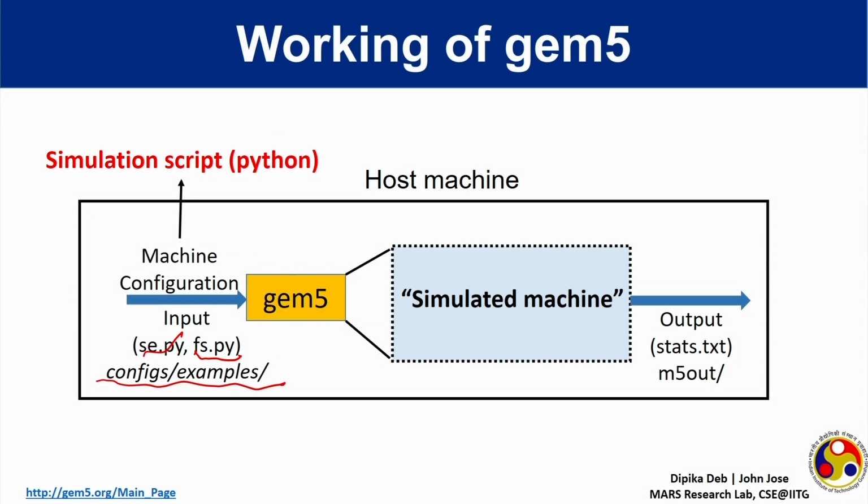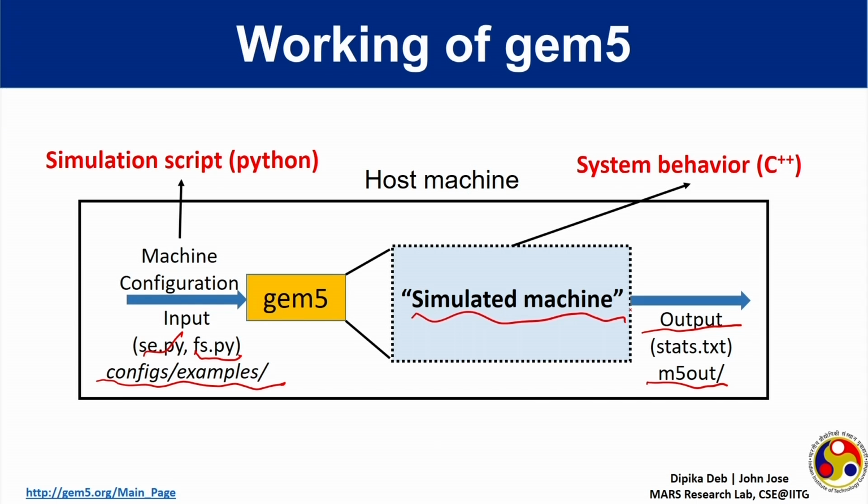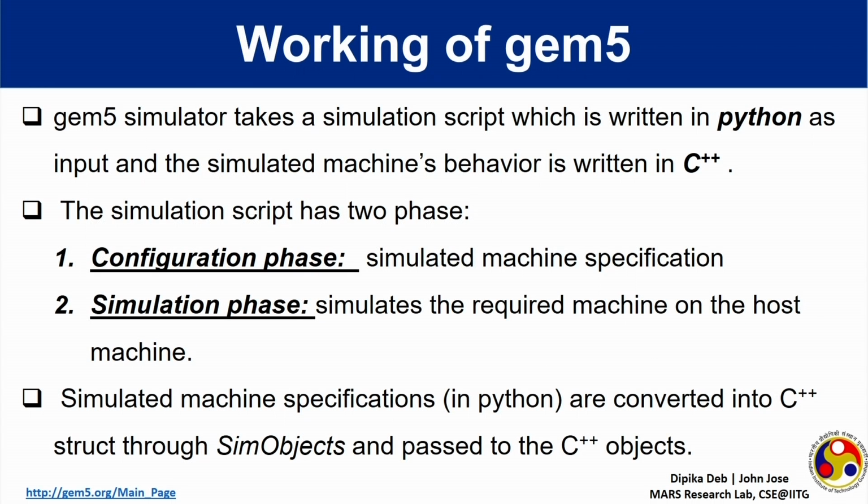Gem5, on taking the input, generates and builds a simulated machine. The behavior of the simulated machine can be observed as an output file in the m5out directory inside gem5. The behavior of this machine is implemented in C++. As I have already mentioned, the gem5 simulator takes a simulation script written in Python as input, that is se.py, and the simulated machine's behavior is written in C++.